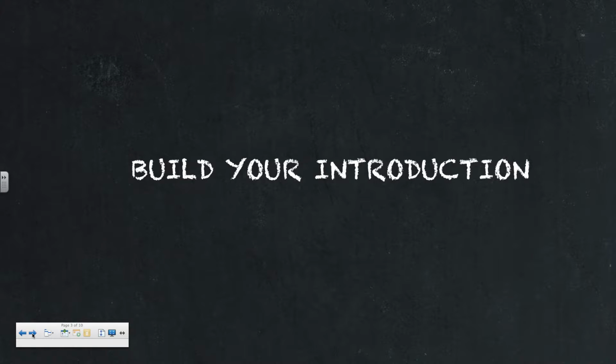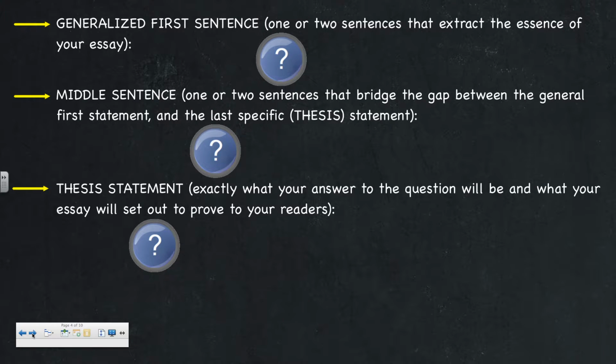We're going to look at building our introduction first. As you know, our introduction is composed of three basic parts: a general statement, a more advanced statement in the middle, and then of course finishing with our thesis statement. So let's take a look at the generalized first sentence. It's either one or two sentences that extract the essence or the general idea of our essay.